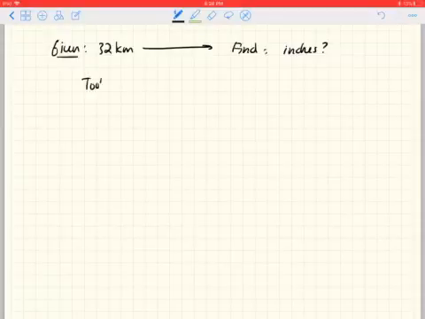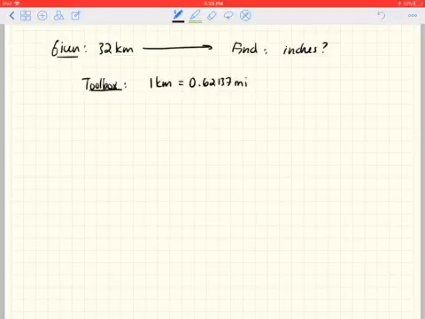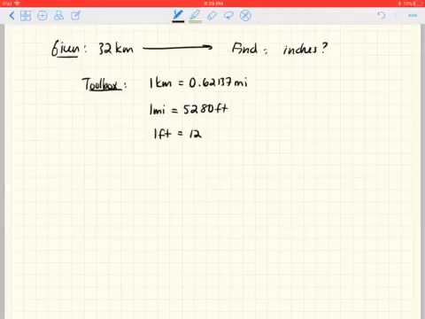So the toolbox that you are given for this particular problem includes 3 conversion factors. One is 1 kilometer is the same thing as 0.62137 miles. You are given a second conversion factor, which is 1 mile is equivalent to 5,280 feet. And the third conversion factor that you have is 1 foot is equivalent to 12 inches. Of these 3, you are probably most familiar with the third one. The first 2 you can look up.